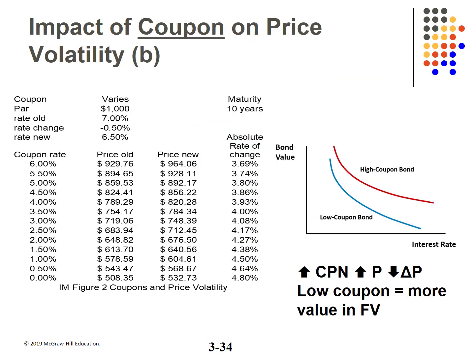This table and graph demonstrate the impact of a bond's coupon on the volatility of its price. The absolute value of percentage price change when interest rates decrease from 7 to 6.5% for bonds with various coupons but all with 10-year maturity. As the coupon rate goes down, the price volatility goes up since more of the total value of the bond is in the face value.